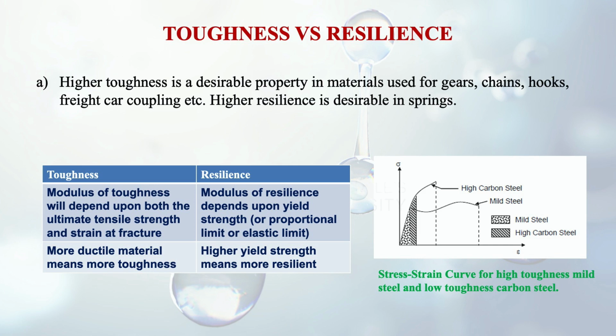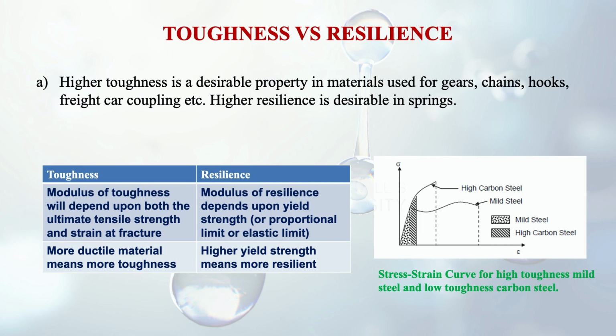There are certain materials in which we require higher toughness, and certain places where we require higher resilience. Like here it is mentioned, in gears, chains, hooks, freight car coupling, etc., we need higher toughness, meaning that material should absorb more energy before fracture. It should be of that much strength. Whereas in case of a spring, we need higher resilience because we don't want the spring's length to change. So the difference is given here between toughness and resilience.